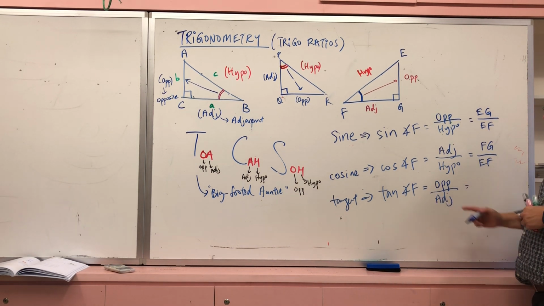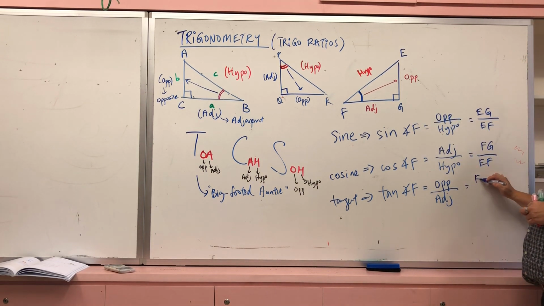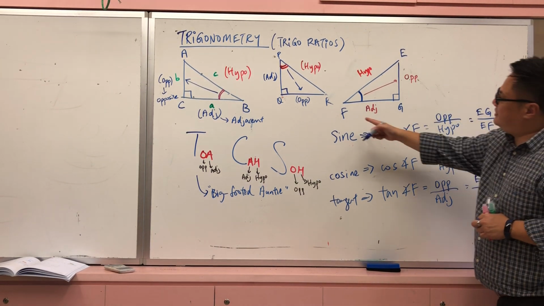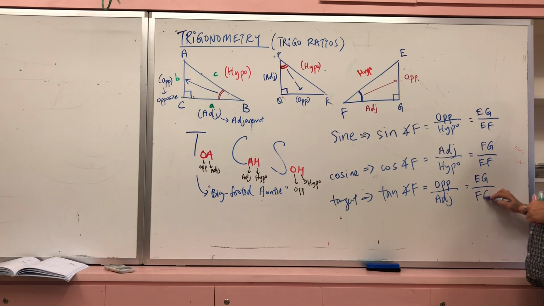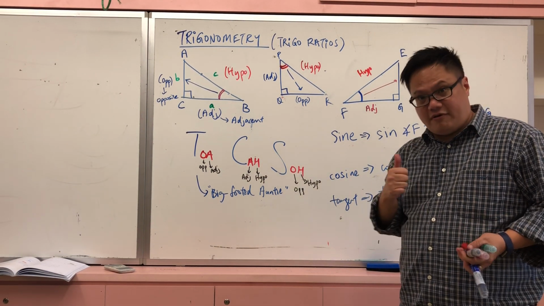What about tangent? Tangent equals opposite, EG, over adjacent, which is FG. That's it. Is this part alright? Can?